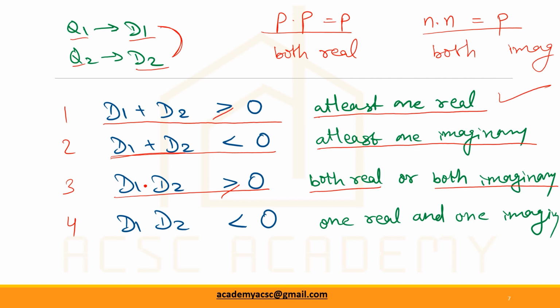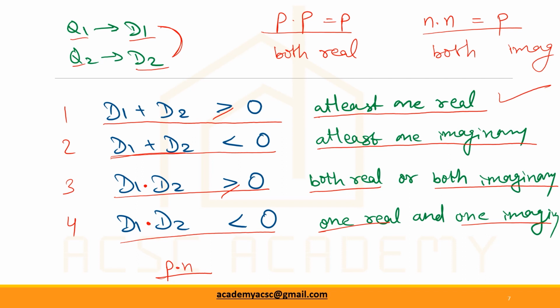Then coming to the last one, when the product is negative. Here definitely one of them will be positive and one of them will be negative. So one discriminant is positive and one is negative. So we can say for sure that one of the two quadratics will have real roots and one of them will have imaginary roots.